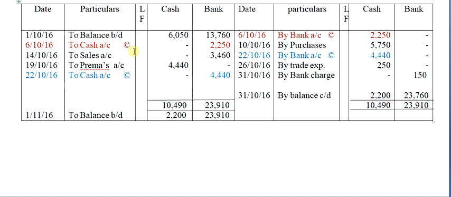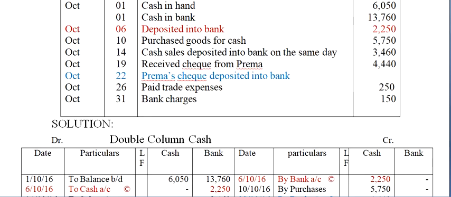What happens? Our bank balance increases. How much does it increase under the debit side? 2250. In what way is it coming to the bank? To the cash account. Contra entry on which date? 6/10/2016, my dear students. Moving on to the next point, on October 10th, purchased goods for cash 5750.